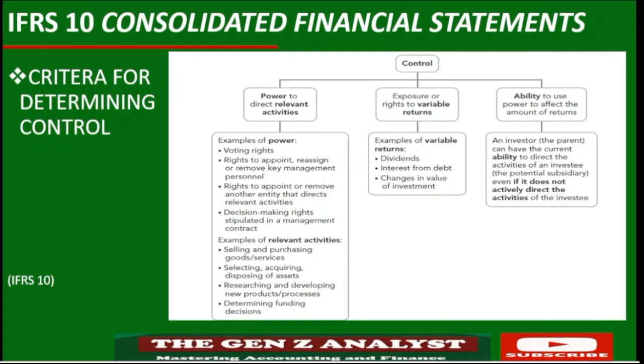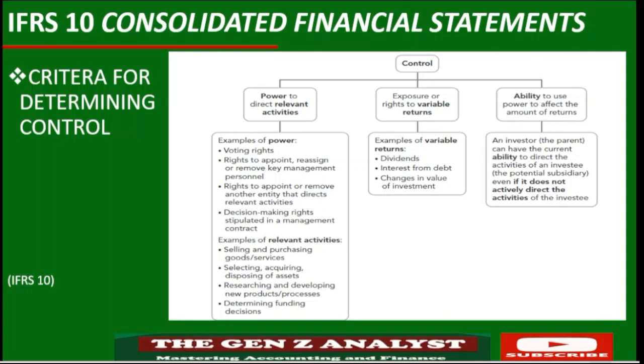Now, examples of ways that we display this power are through your voting rights, the right to appoint, reassign, or remove key management personnel, your right to appoint or remove another entity that directs relevant activities, or you have decision-making rights stipulated in a management contract. So if you have all of these, then you have what? Power.